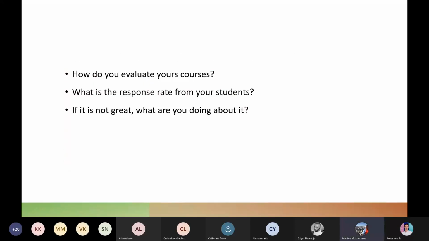So then, while we're there, I thought maybe I can ask the questions that we can start discussing and reflecting on, or asking questions. Maybe you would also be asking questions from the floor. How do you evaluate your courses? And as Shira has said, how do we encourage students to respond to those evaluation questionnaires? And what are the response rates in your own classes? And if it's not great, what are you doing about it? And how would you actually try and sort this out? Can I then open this to the floor for a discussion?